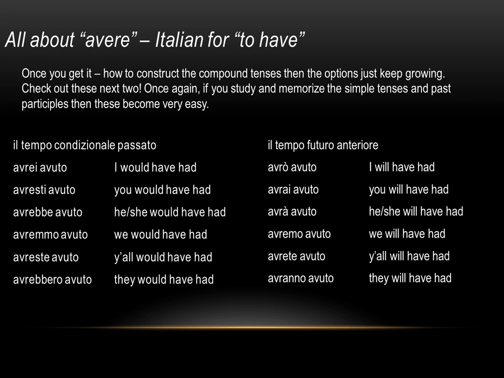And finally, il tempo futuro anteriore, which is like the future perfect. Avrò avuto, avrai avuto, avrà avuto, avremo avuto, avrete avuto, and avranno avuto. I will have had, you will have had, she or he will have had, we will have had, y'all will have had, and they will have had. Once again, same past participle, just using the future tense of the first verb.